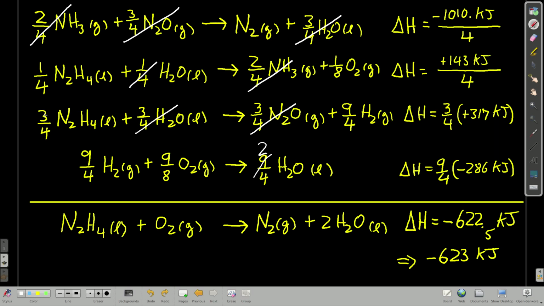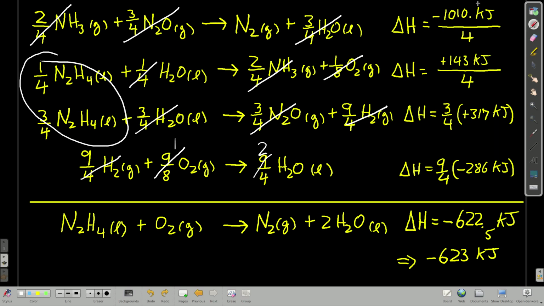Nitrogen. These add up. 3/4 and 1/4 add up to 1. 9/4 hydrogen cancels with 9/4 hydrogen. And finally, we have 9/8 oxygen here and 1/8. So this cancels one of these. We're left with 8/8 or just 1 oxygen left. So we have these adding up to 1 hydrazine, N2H4. We have this adding up to the oxygen. And that's everything on the left. On the right, we have the nitrogen, and we have our 2 waters, because this one canceled here.